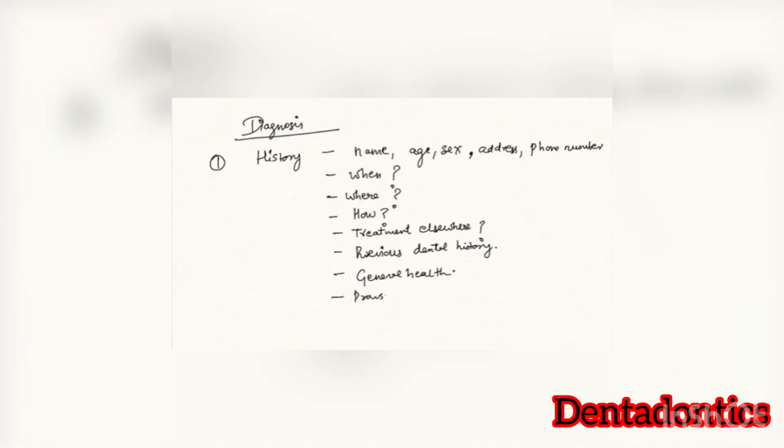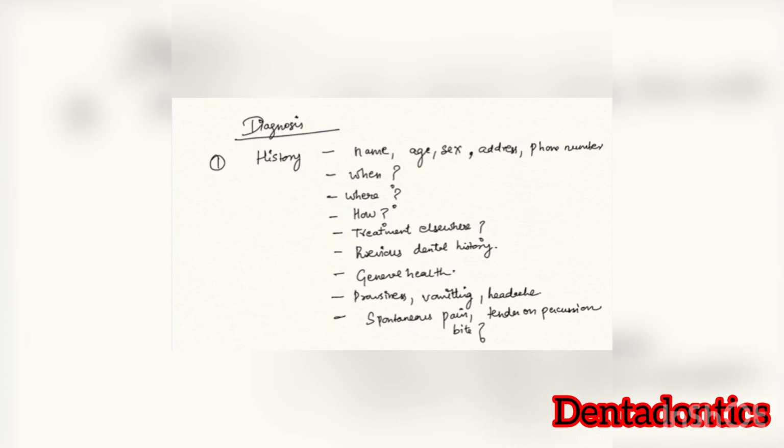Then take the history whether the patient during the injury had drowsiness, vomiting and headache, which represent the traumatic injuries to the skull. Then whether the patient is having spontaneous pain or tenderness on percussion, or if there is a disturbed bite or any kind of disturbance in the occlusion. Then do the extraoral examination. Check all the types of scars, marks and injuries by palpating the extraoral surface to rule out the facial injuries or the facial fracture. Inspect the area carefully to rule out any kind of injuries to the extraoral surface.